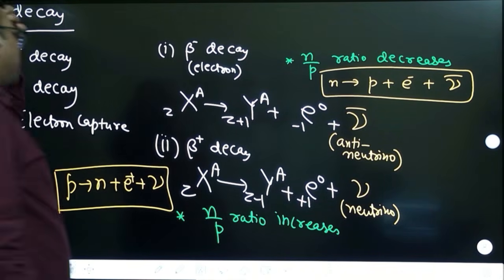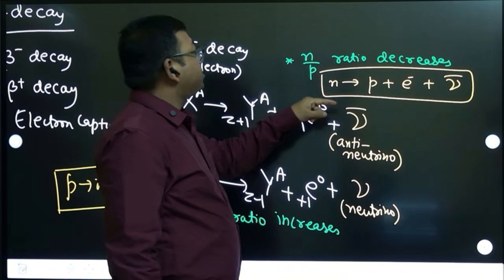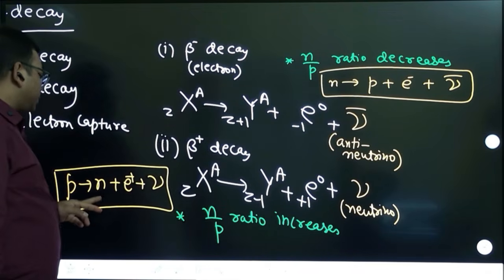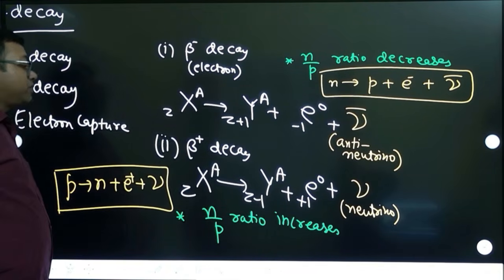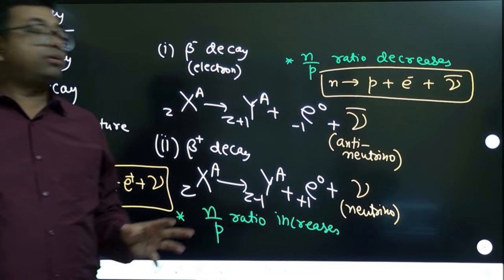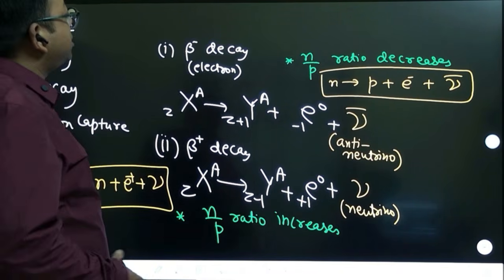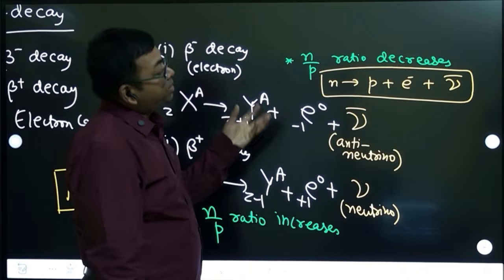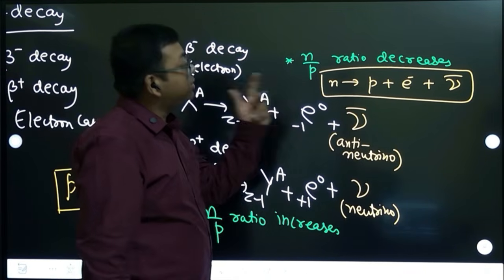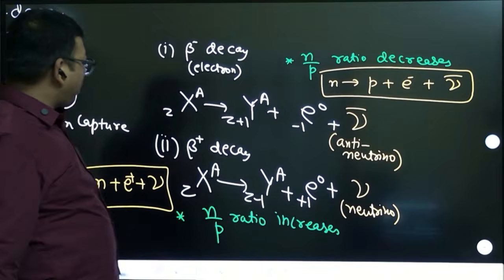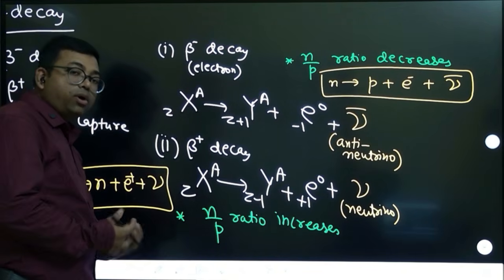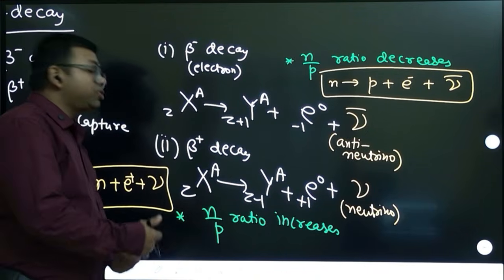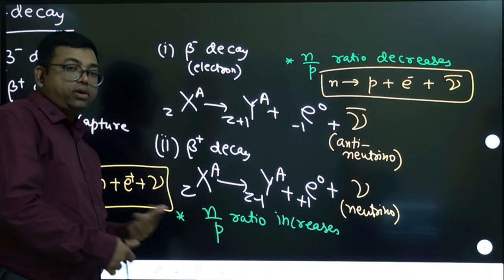Okay. So neutron is decreasing into protons, and the n by p ratio decreases. Here neutron is increasing, proton is decreasing, so the n by p ratio increases. So this kind of reaction happens for that reason only. If the n by p ratio is large, it has to become small. So that's why beta minus decay will happen. And if the n by p ratio is small, then beta plus decay will happen, so that the n by p ratio increases. That's the logic behind it.